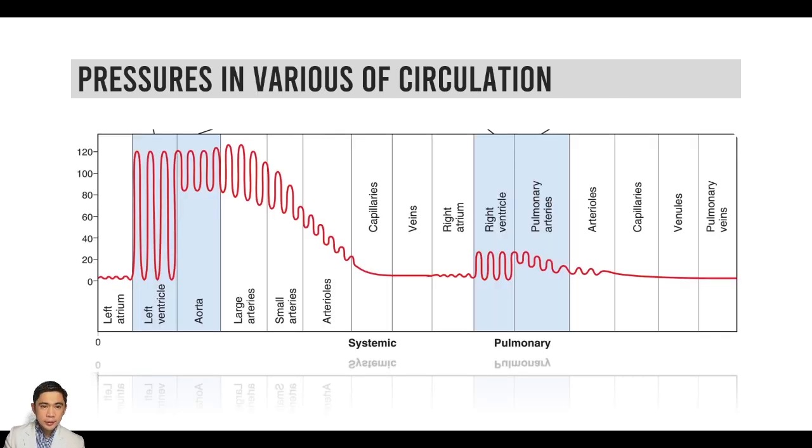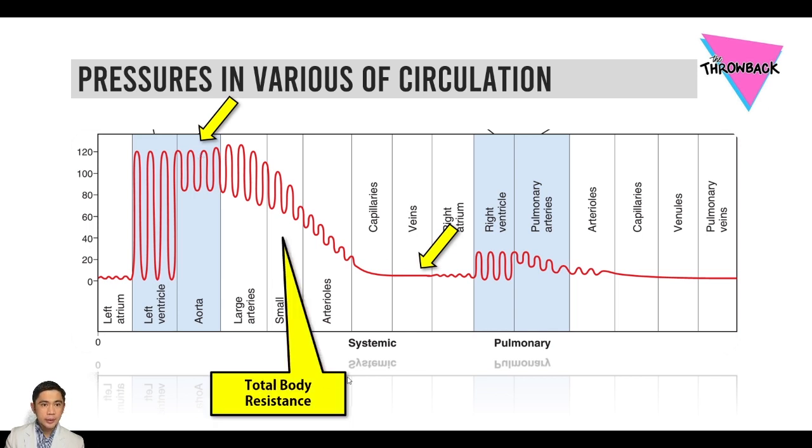So let's go back to this slide again. Here we see the pressure in the aorta and the pressure in the vein. The pressure in the aorta is around 120 and in the veins is around 15 to 17. There is a gradual decrease of pressure. So there must be resistance from here to here, because resistance will dampen the pressure in a vessel. What happens here and here is what we call the total body resistance.